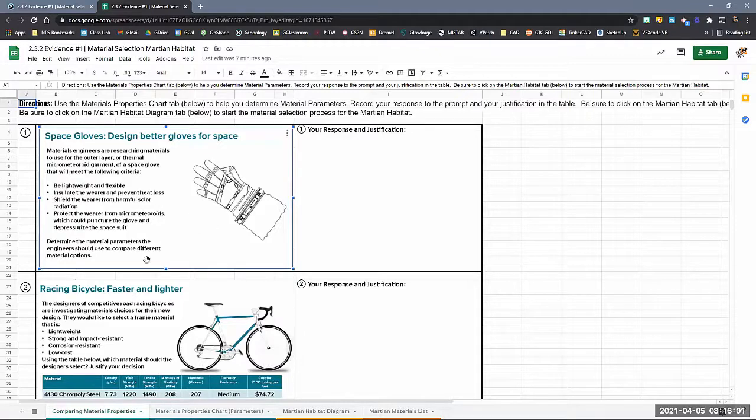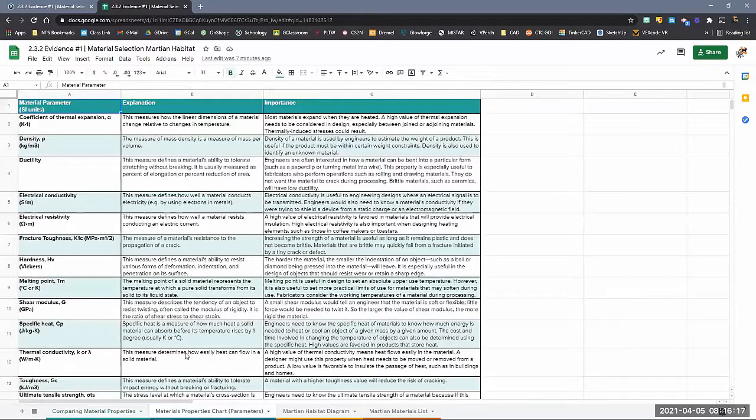Okay, so the first thing is looking at the material parameters that the engineer should use to compare different material options. So what you should do for the first section is, on the tab on the bottom, there's this material properties chart. This is kind of what I showed you guys a little earlier. What I want you guys to do is start looking at this list and what are the things that the engineer needs to keep in mind as they design a space glove, right?